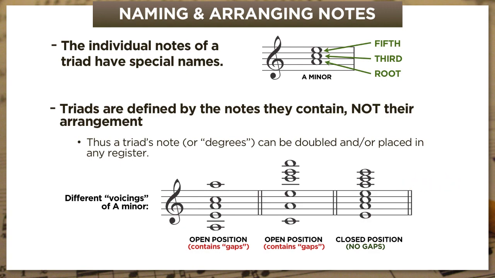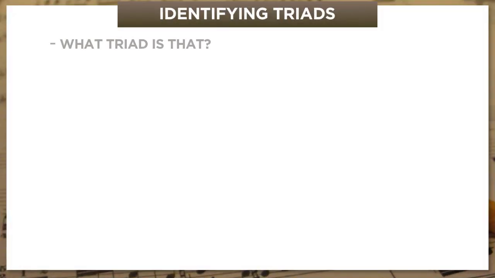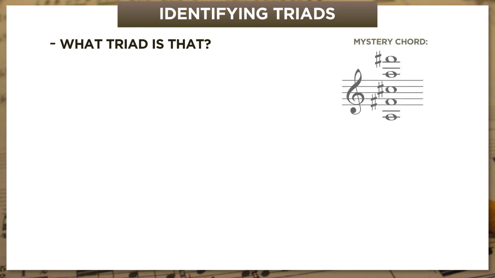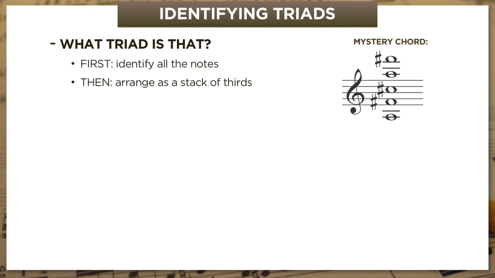So now it's time to move on to a slightly more complicated task, but one you're going to face often. This is how to identify a triad. Let's say you're walking down the street and a piece of paper falls from the sky with this mystery chord on it. Some people might wonder where the paper came from or who was dropping stuff on them, but as a musician, you're going to want to know what chord this is. And you'll get the answer in 3 steps. First, obviously, you need to identify all the notes. Then you have to arrange it as a stack of thirds. And finally, you'll need to determine its quality. So let's try this out.